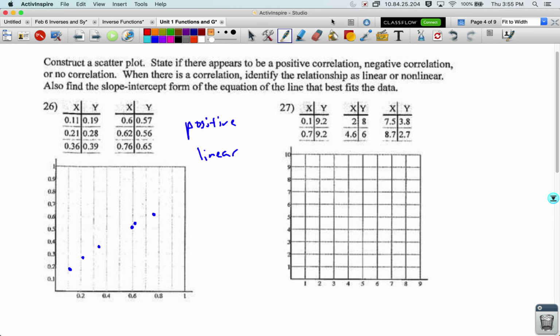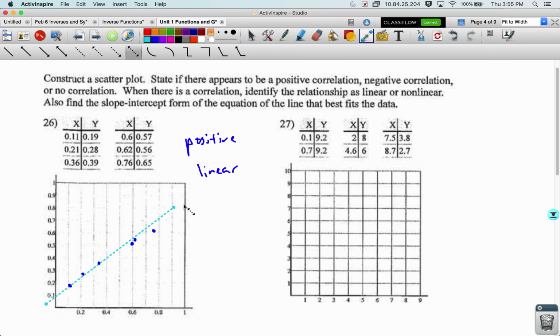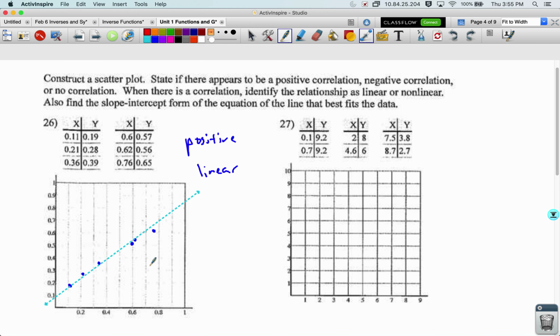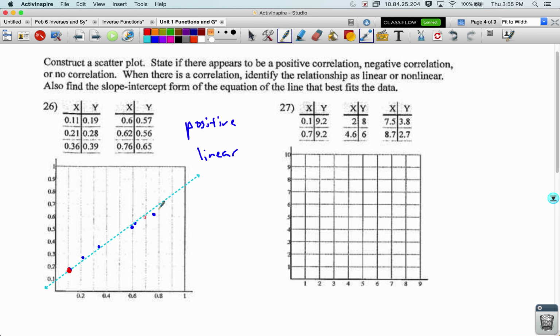And now I need the slope-intercept form of this line. So you do your best to put a line through here that gets as close to all the points as possible. And then we can pick 2 points to do a slope formula with. And they don't have to be part of our data set. So I picked the point 0.1, comma 0.2. Actually, to save yourself some time, do your best to pick a point that's right on the y-axis, and then we can just use that as our y-intercept too. So I'm going to go with 0, comma 0.1 and 0.9, comma 0.75.